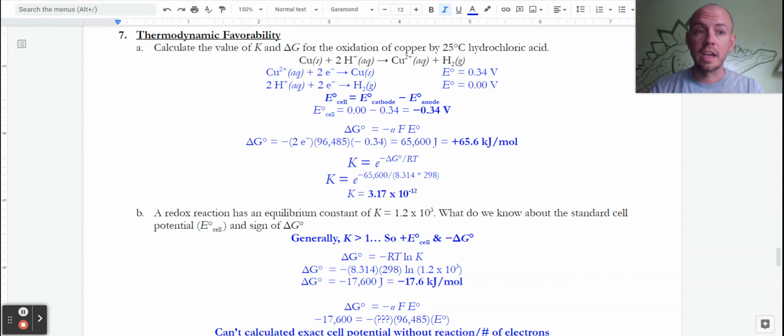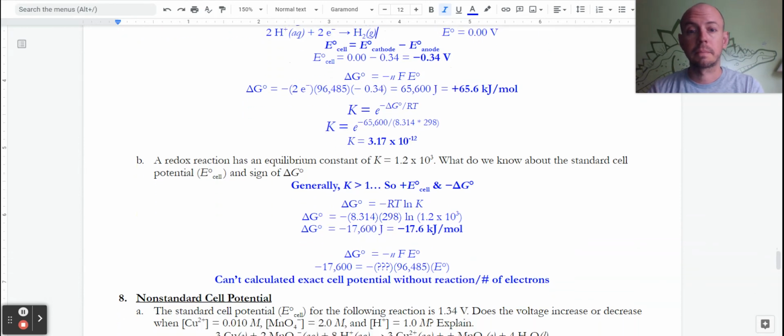In terms of our K, we're just plugging those numbers in up here, making sure we're using temperature in Kelvin, the right value for R, and then our G is still in joules. So we take that and we get a small value of K. This is not going to occur in a 1 molar solution. Our reactants will be hugely favored compared to our products.